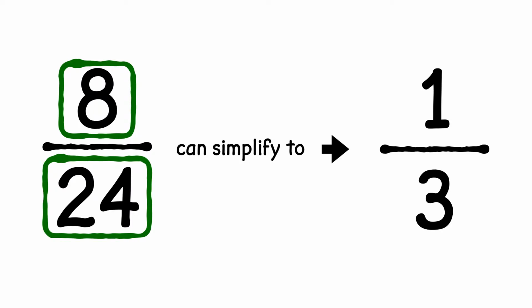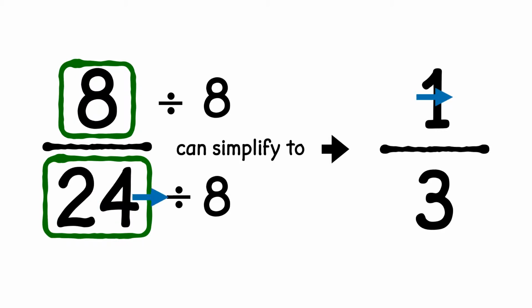That is the largest number that will divide into both. Here, that is 8. Then we divide the numerator and the denominator by 8. 8 divided by 8 is 1, and 24 divided by 8 is 3. Let's look at simplifying another fraction a bit more slowly.